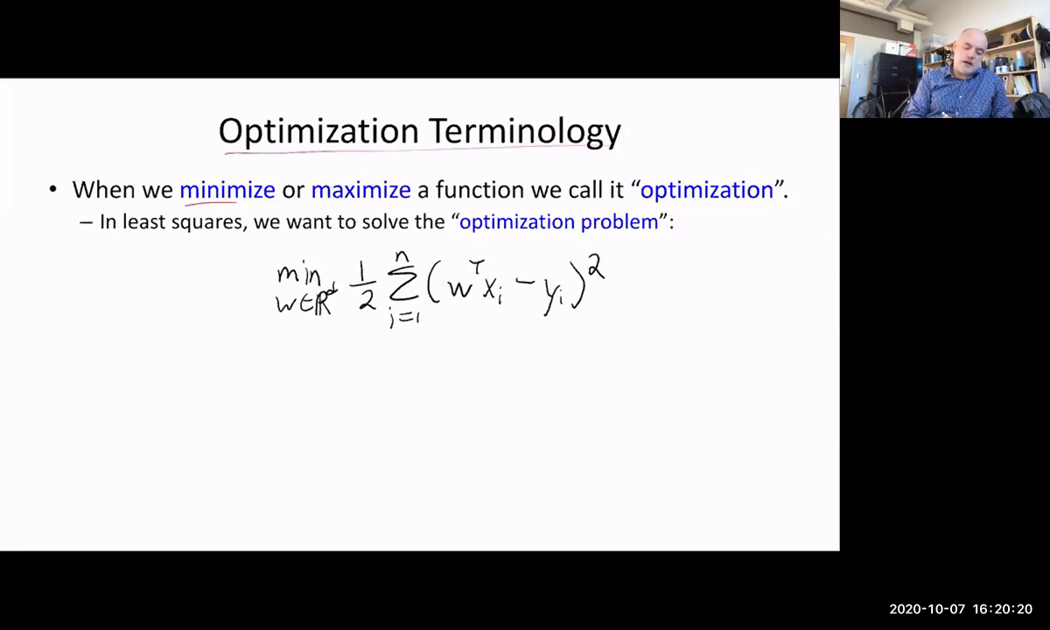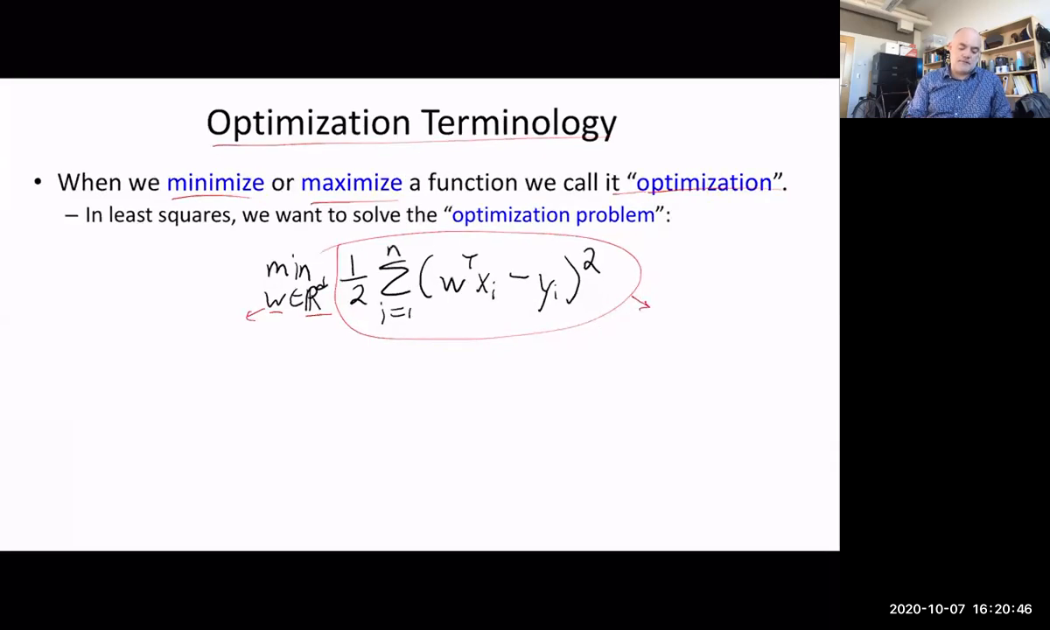When we minimize or maximize a function, we call it optimization, right? In least squares, we want to solve the following optimization problem. We want to minimize this function over some space, d-dimensional real valued vectors w, right? And there are two things that we could ask for. We could ask for the minimum value, or we could ask for the w that minimizes the value, right?